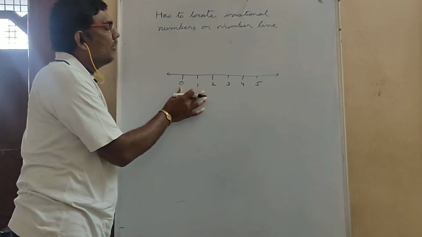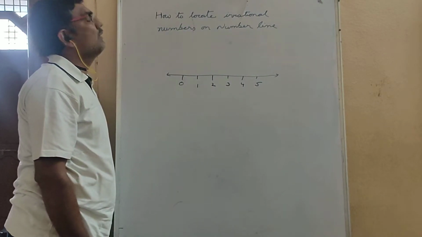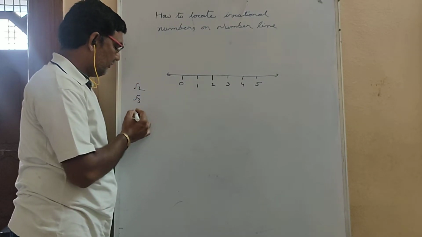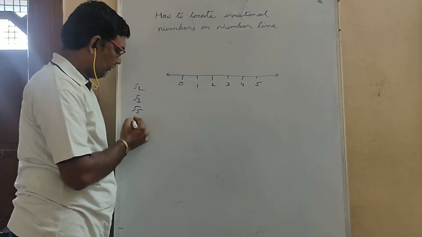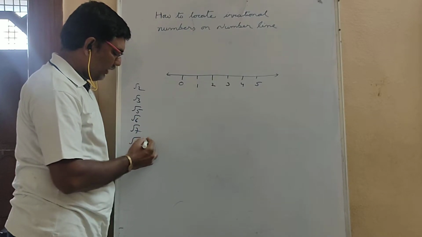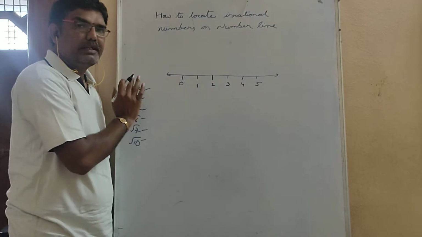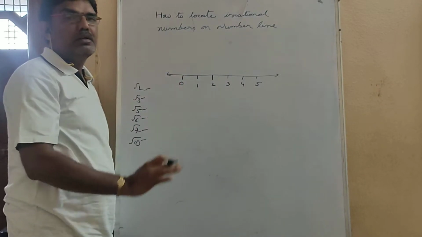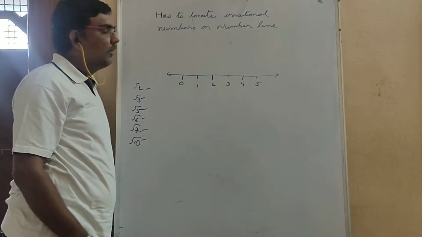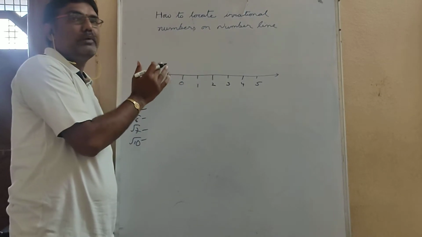So on this number line, how do we have to locate irrational numbers like √2, √3, √5, √6, √7, √10? These all are irrational numbers. How should we locate these irrational numbers on the number line? It is our topic. So first, how do we have to do it? We'll see it.